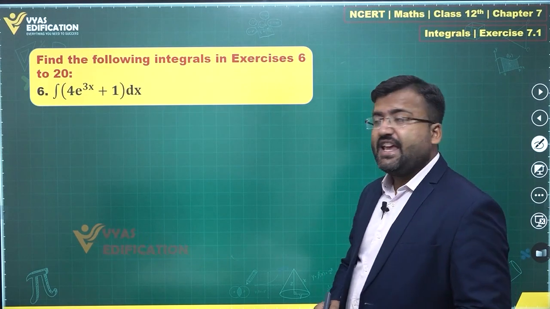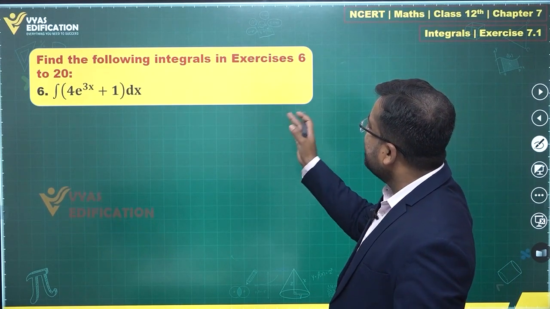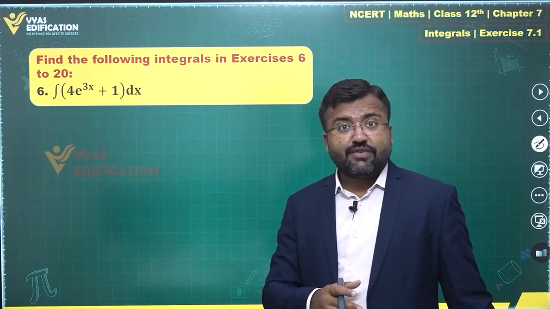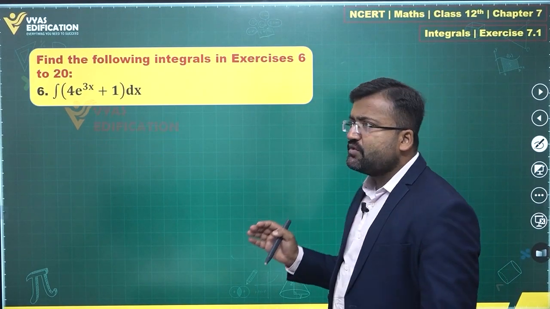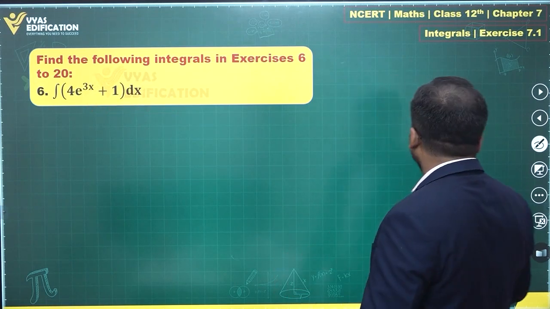The sixth question says, find the following integrals in exercises 6. Okay, we are supposed to find the integrals over here. Integral of 4 e power 3x plus 1 dx. Now, how do we deal with this one?